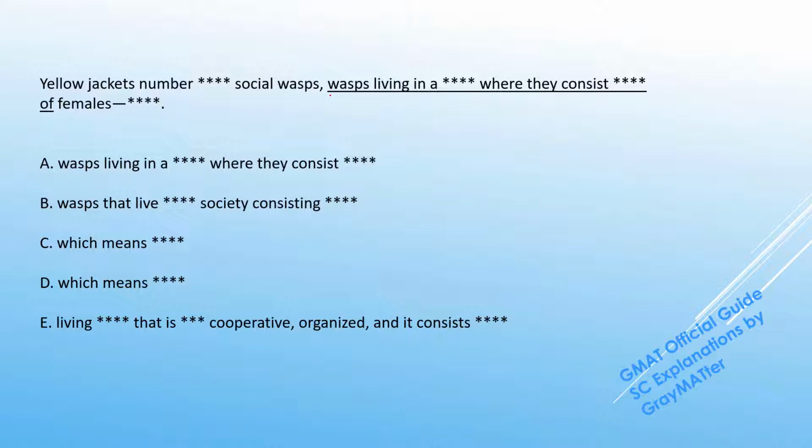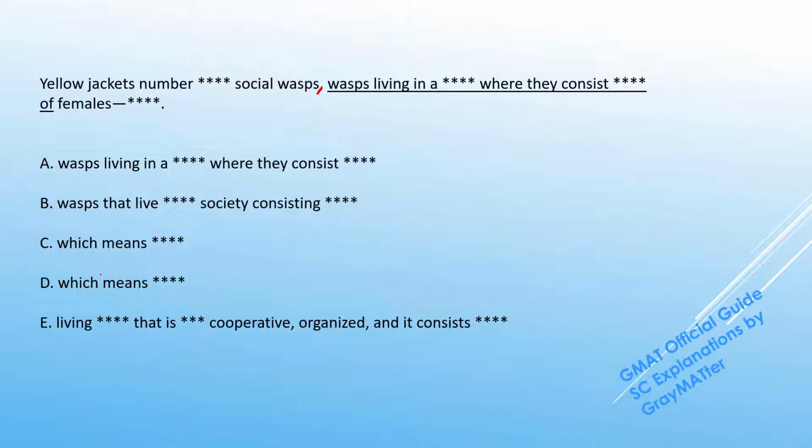In this question, the underlined portion begins after the main clause that reads, Yellow Jackets number among the social wasps. So we have a comma after the clause, and we have these wasps living in a society where they consist of females. So when we take a vertical scan at the beginning of these answer choices, we can see that all of these are modifier constructions.